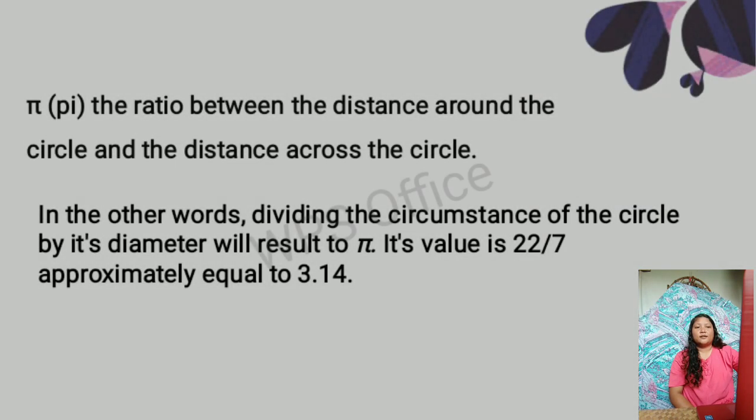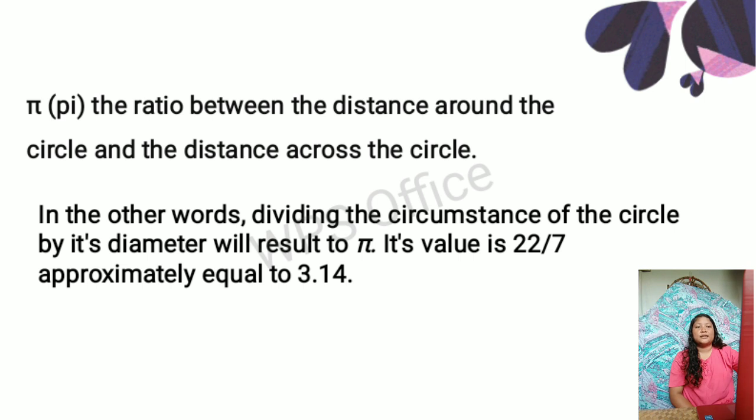Pi is the ratio between the distance around the circle and the distance across the circle. In other words, dividing the circumference of a circle by its diameter will result in pi. Its value is approximately 22 over 7, approximately equal to 3.14.